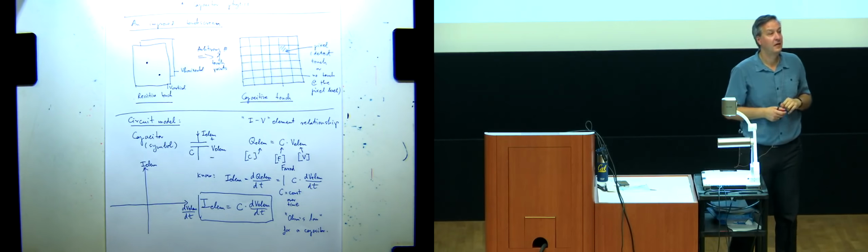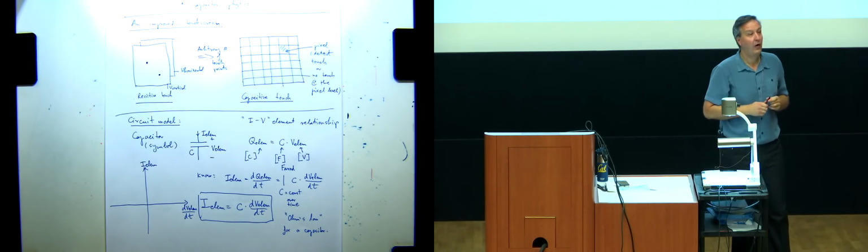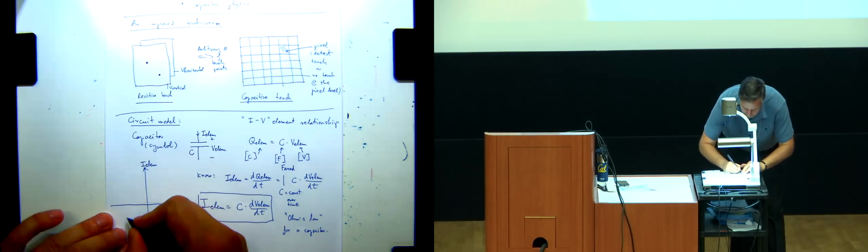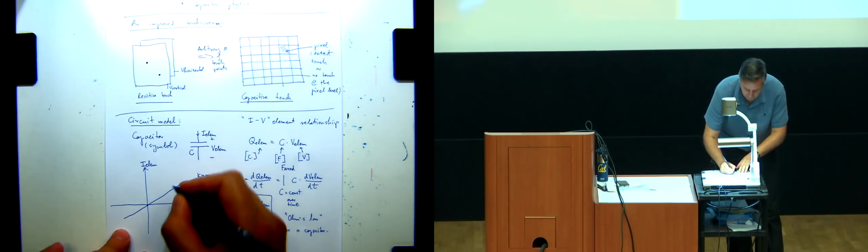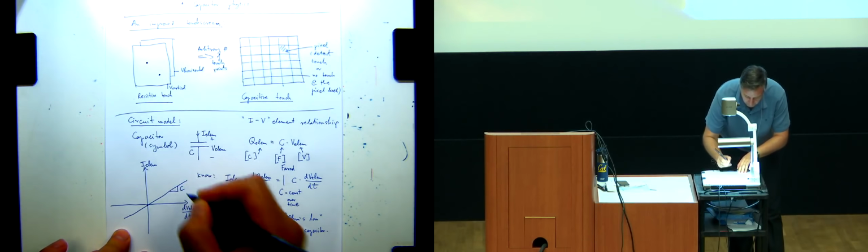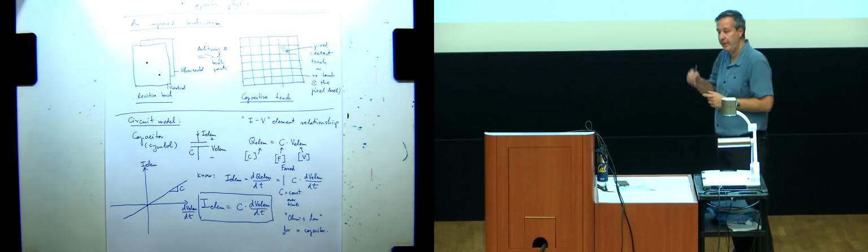Yes. Straight line through where? Okay, yeah, so straight line through the origin, and what's the slope? C. Okay.